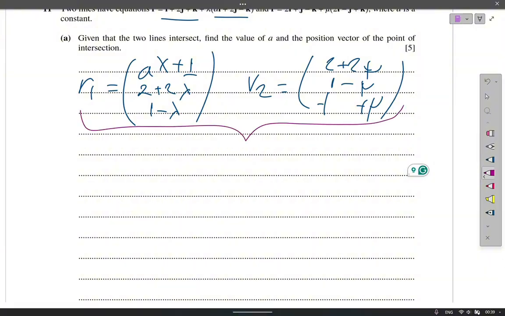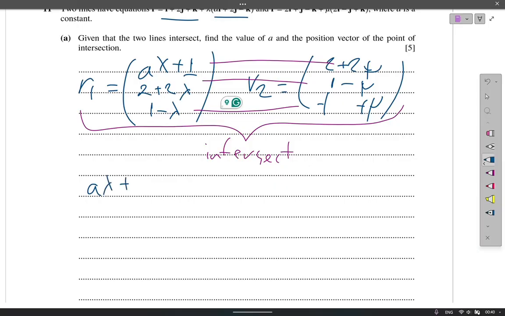Since the question says these two intersect, these values, this one, this one, this one, this one, and this one, are equal to each other at the intersection. So we can have three simultaneous equations from just two line equations. So the first equation is gonna be this one.